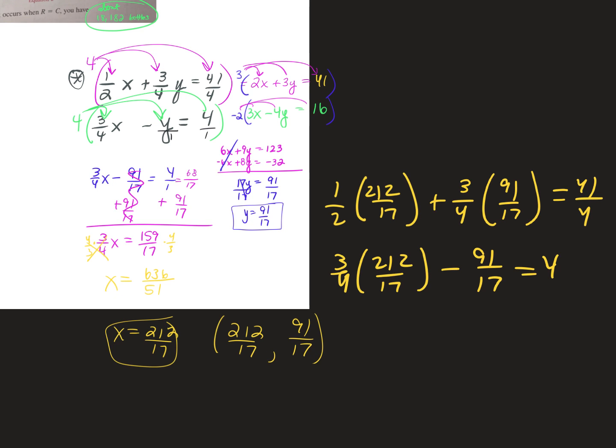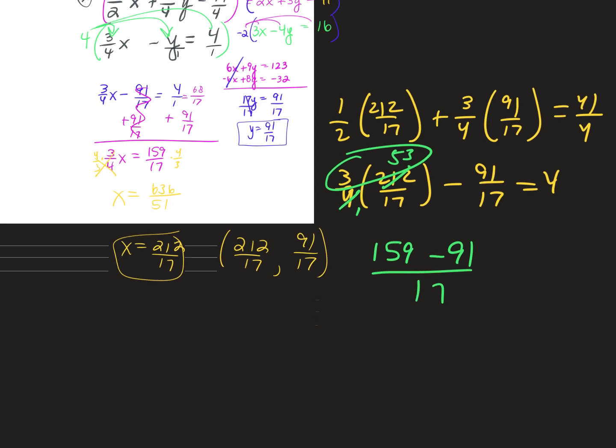What's 212 divided by 4, guys? So this becomes 1, this becomes 53. So look, you have a common denominator here. What's 53 times 3? 159, you said? All right, so 159 minus 91 is what? What's 68 divided by 17? 4. Does 4 equal 4? There you go. You guys can do the basic math of checking, but this one does work.